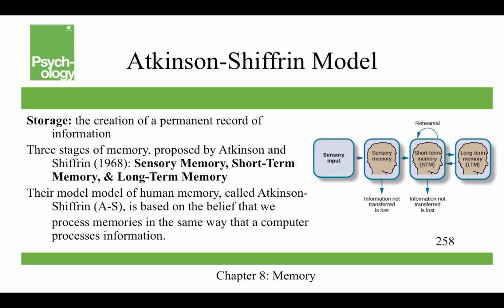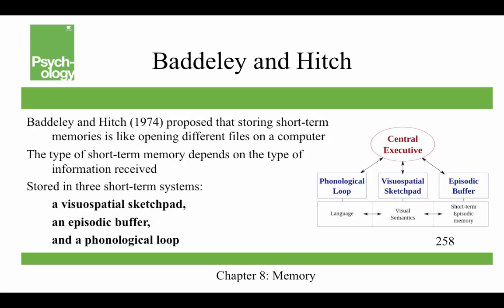While storage is the creation of a permanent record of information, and the Atkinson-Shiffrin model proposed this idea of three stages of memory. So sensory, short-term, and long-term memory. And their model is called the modal model of memory because it's the most commonly applied. And it's based on the belief that we process memories in the same way that a computer processes information. And so you can look at the graphic off to the right. We can think about this in terms of the flow of information through the system and the feedback loops that occur. And so we'll go into more depth on this here in a minute.